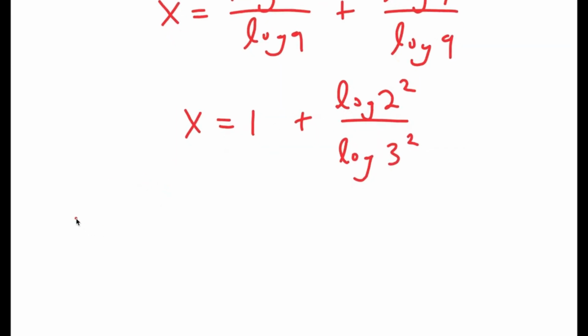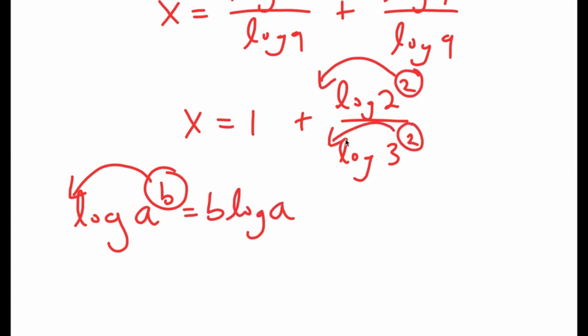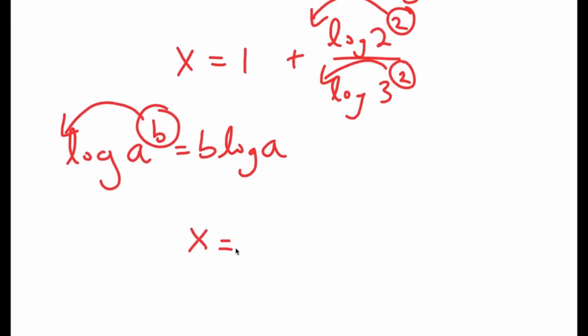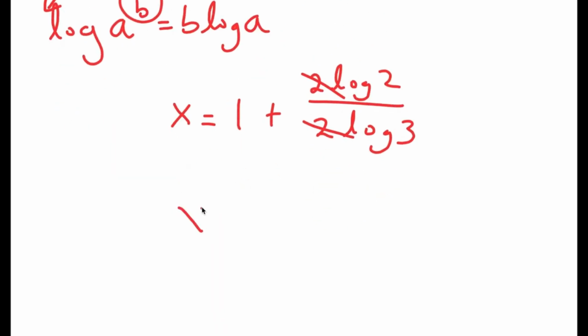And if I have something in the form log of a to the power of b, I can move this exponent b to the front, so this turns into b times log a. In this case, I can move 2 to the front over here, 2 to the front over here. So I get x is equal to 1 plus 2 times log 2 over 2 times log 3. From here, I can cancel out these two 2's. So I get x equals 1 plus log 2 over log 3.